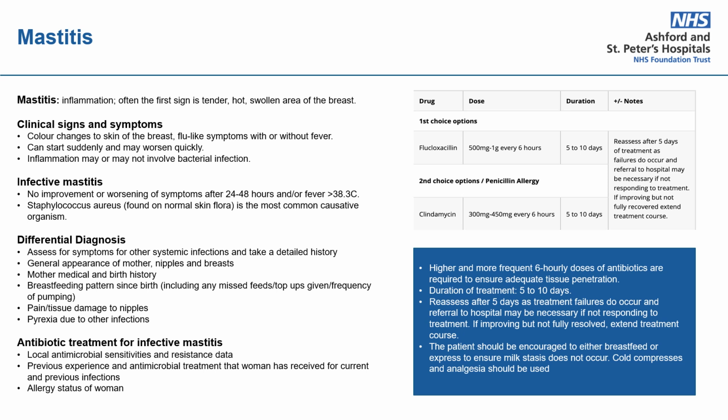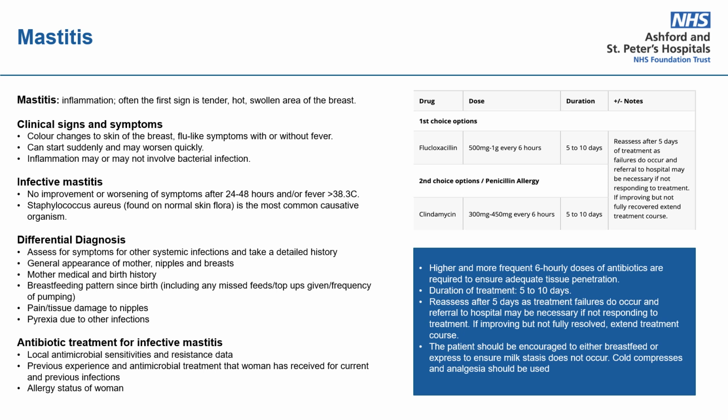When considering differential diagnosis, we need to assess for symptoms of other systemic infections and take a detailed history from the patient. An examination, which includes general appearance of the mother, the nipples and the breasts, the patient's medical history and obstetric history. It's also important to take a breastfeeding pattern history since birth, which includes any missed feeds, top-ups, frequency of pumping. In addition, any pain or tissue damage to the nipples or pyrexia due to other infections.